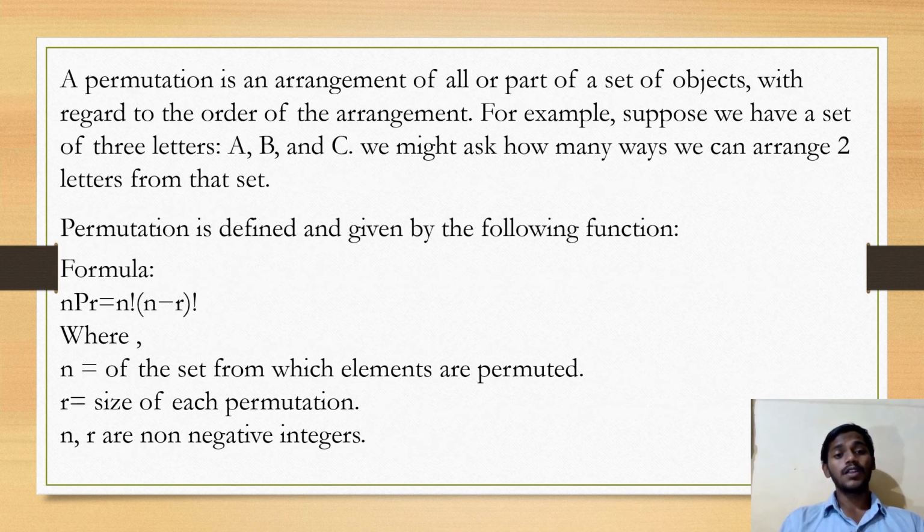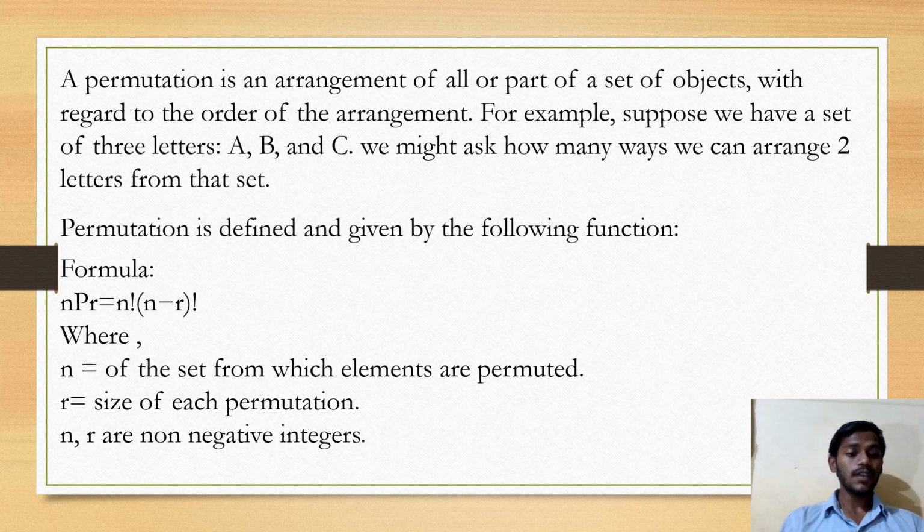A permutation is an arrangement of all the parts of a set of objects with regard to the order of arrangement. For example, suppose we have a set of three letters, A, B, and C. We might ask how many ways we can arrange two letters from the set. Permutation is given by the following function.